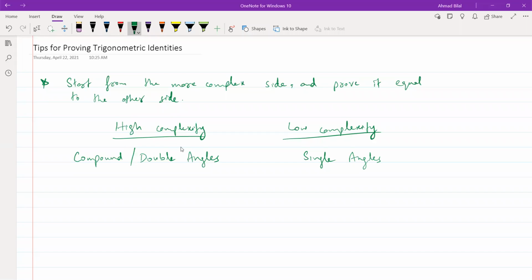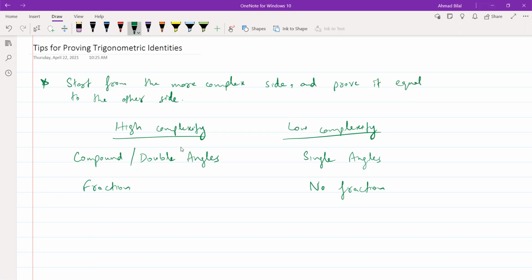अच्छा, उसके अलावा फिर क्या हो सकता है? One of the sides may have a fraction. दूसरी साइड पे हो सकता है there is no fraction. तो जिस साइड पे फ्रैक्शन हो आप उससे स्टार्ट करोगे. जो नो फ्रैक्शन वाली साइड होगी, that's going to be considered less complex, right?